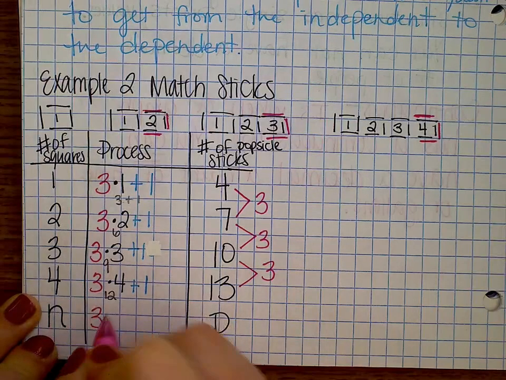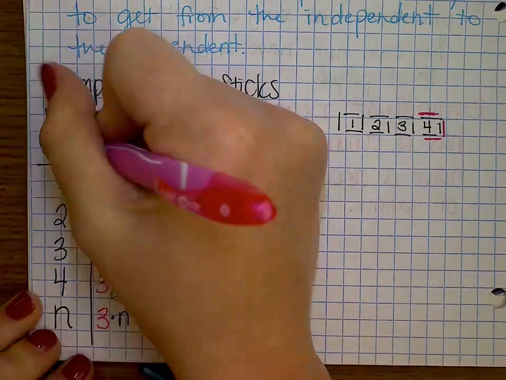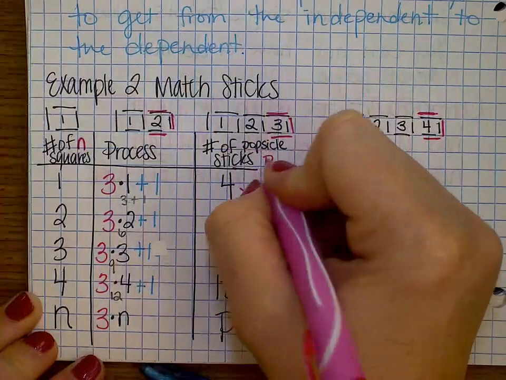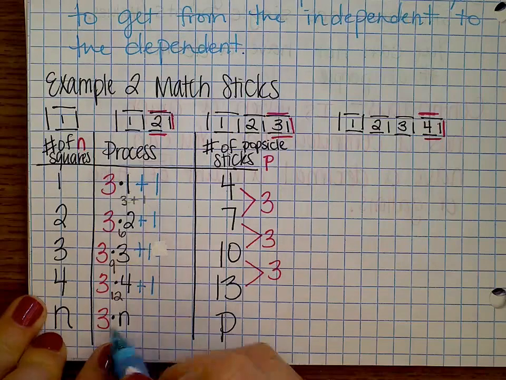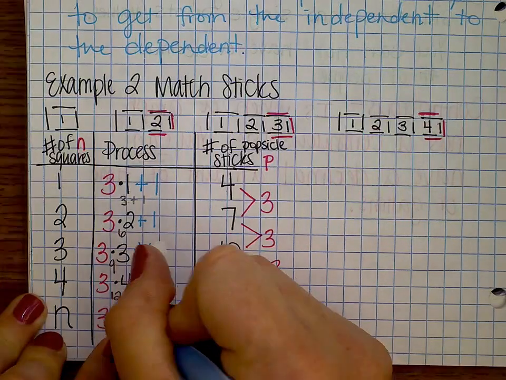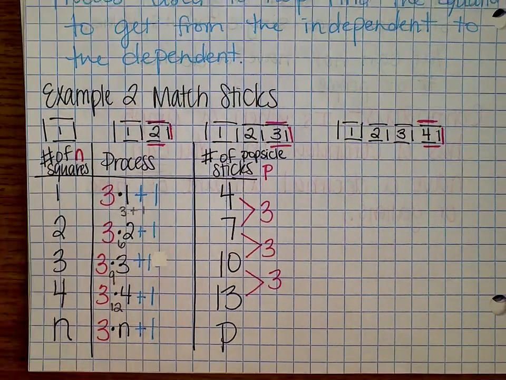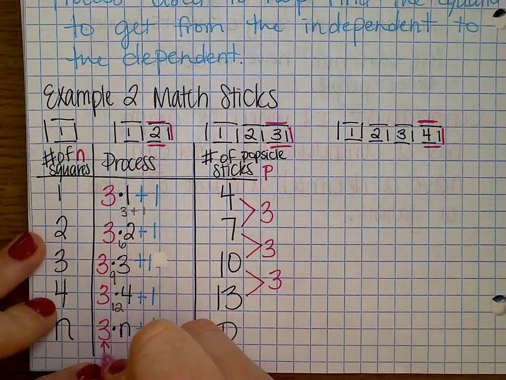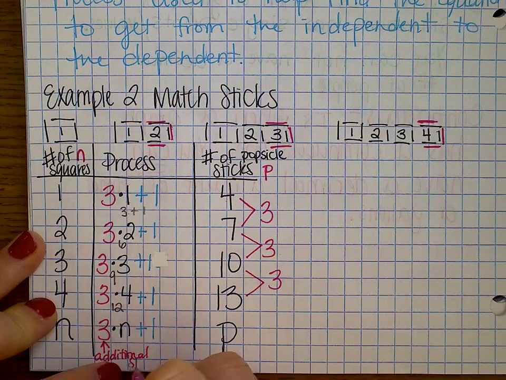So now it's 3 times n. N is the number of squares. We're using P for popsicle sticks. Make sure you always identify that. So 3 times n plus 1 is going to give me the process. Now, think about where this 3 came from. 3 was the additional sticks needed.